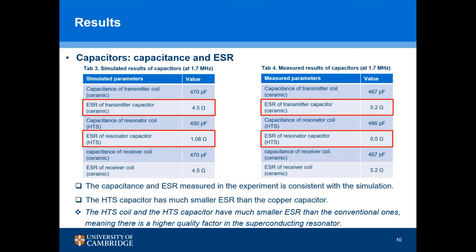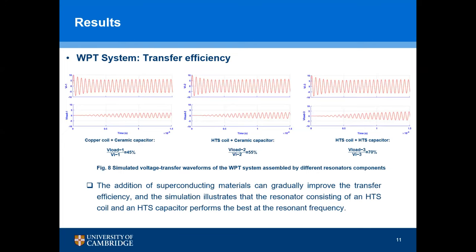Then, figure 8 plots the simulated voltage transfer waveforms of the system assembled by the mentioned different resonator cases. We calculated the ratio of the amplitude of the input voltage and the load voltage. We can see the superconducting coil in the resonator can improve the efficiency from 45% to 55%. And the superconducting coil working with superconducting capacitor further increased this figure up to 70%.